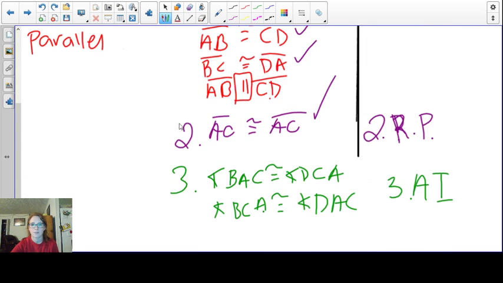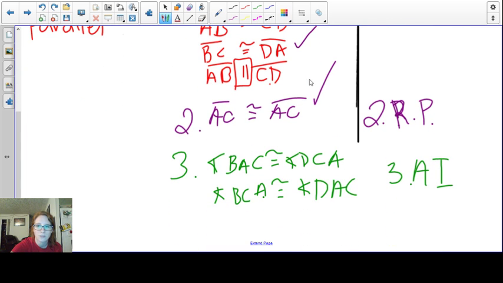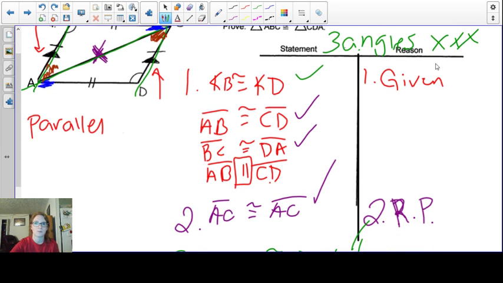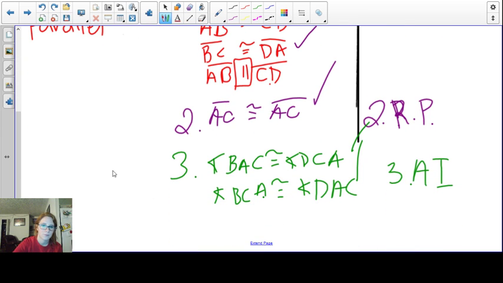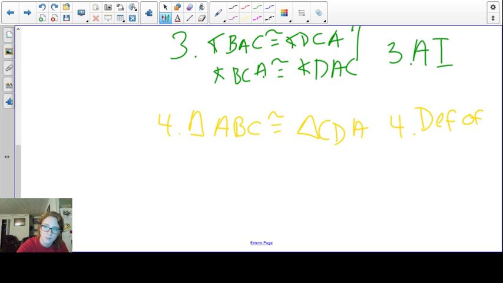All right, well, I've got my three sides. I've got my 1, 2, 3 angles. So I got those gone. So let's talk about what I had to prove. So step 4, triangle ABC is congruent to triangle CDA. Why? Definition of congruent triangles.